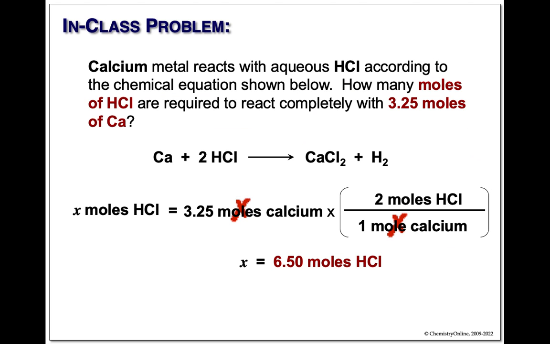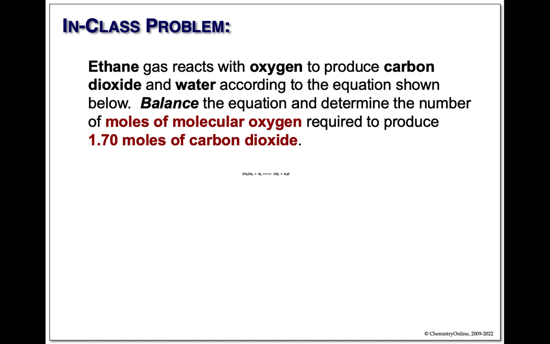All right, so one year I put this on as a 2-step problem. Step 1, balance this equation. And step 2, take the balanced equation, see how many moles of molecular oxygen, that's O2, are required to produce 1.7 moles of CO2. Step 1, balance the equation.